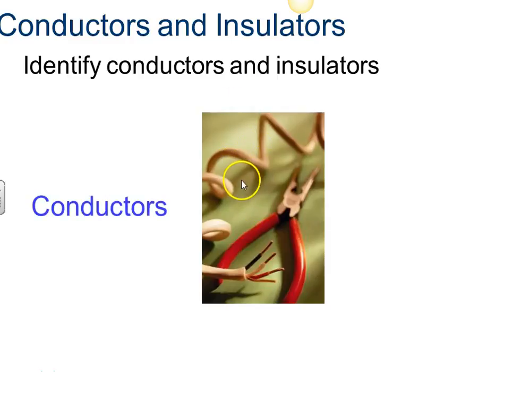Well, start with the conductors first. First of all, the pliers that we have here are metallic on the ends, and that makes them conductors automatically. If it's a metal, it's a conductor. We also have some bare wires that have been stripped here that also are copper, and they are conductors.